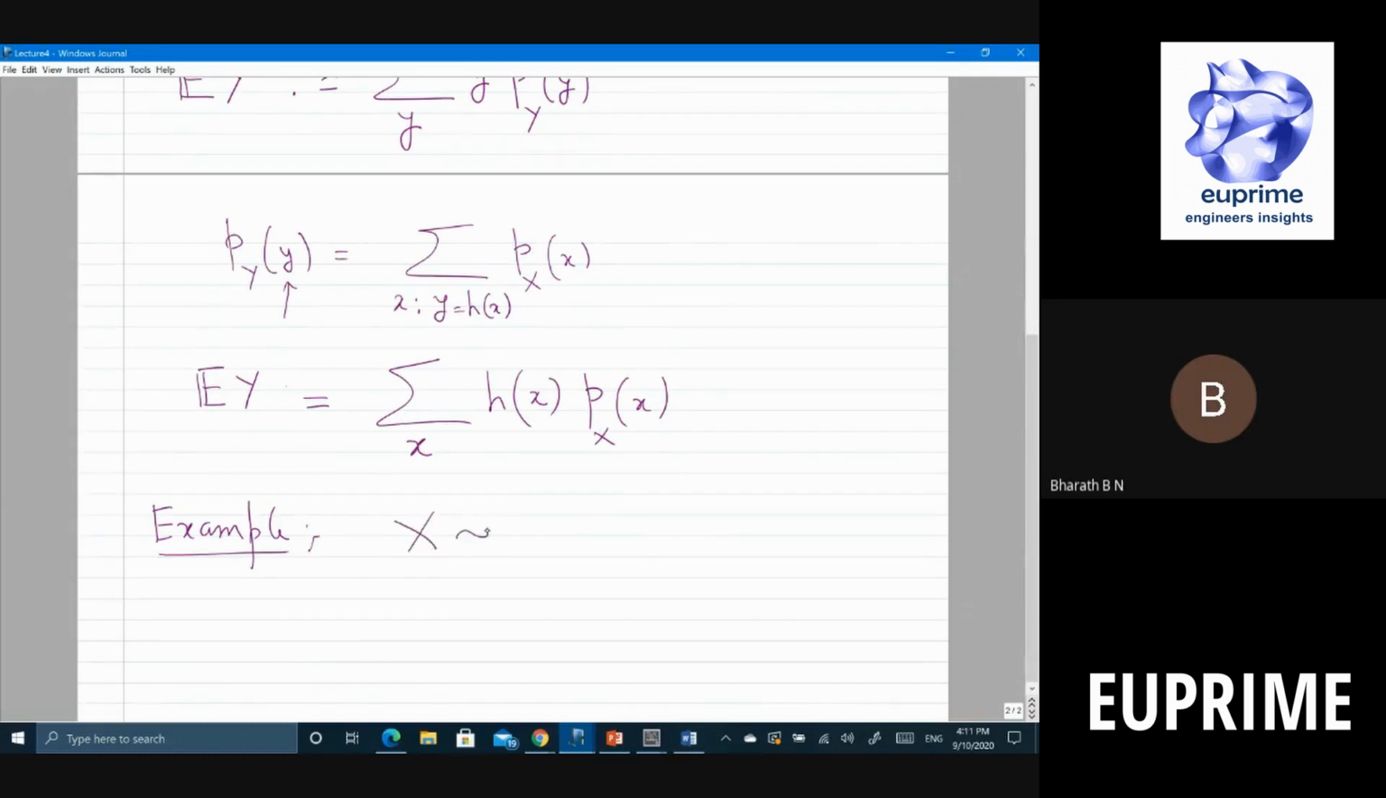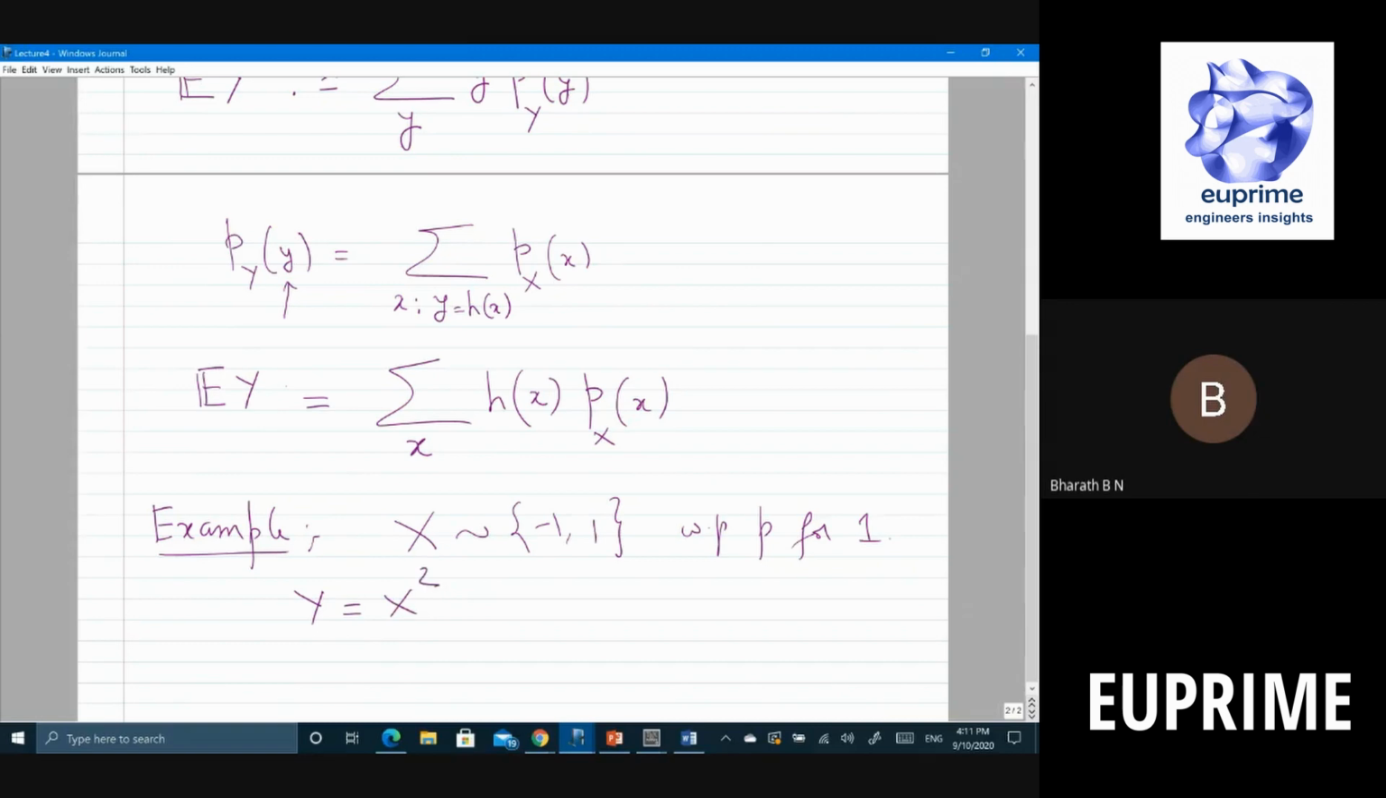X is, let's say, Bernoulli minus 1, 1. So this is minus 1, 1. This is called a Rademacher random variable. So it's minus 1 or 1, with probability p for 1. This is your binary random variable, right? Now I consider y to be equal to x squared.